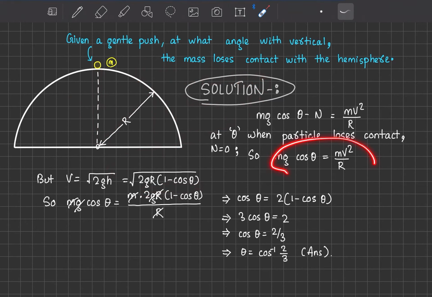Now in this equation, if we use those values, we get mg cos theta equals mv square by r, and instead of v square we get 2gr into 1 minus cos theta by r. So m from both sides got cancelled, g from both sides got cancelled, and here in numerator and denominator r got cancelled. So we get cos theta equals 2 into 1 minus cos theta, and solving this we get theta equals cos inverse 2 by 3, which is our required answer.